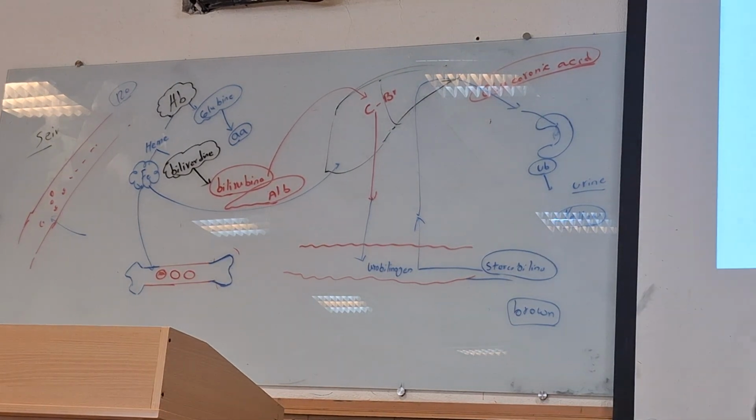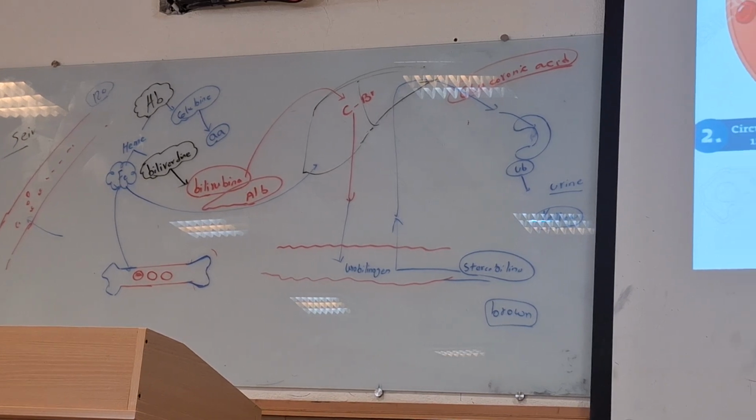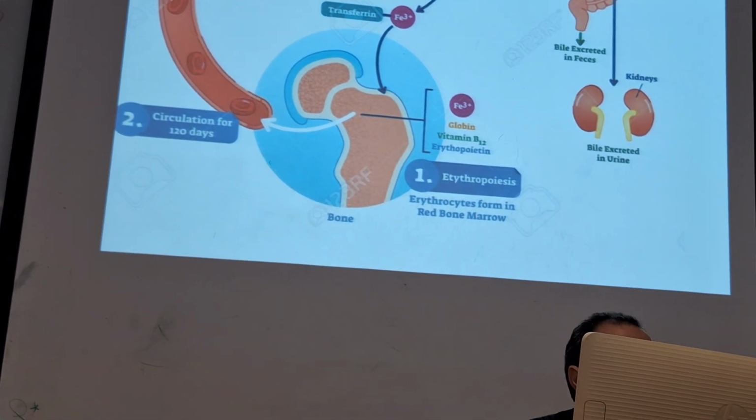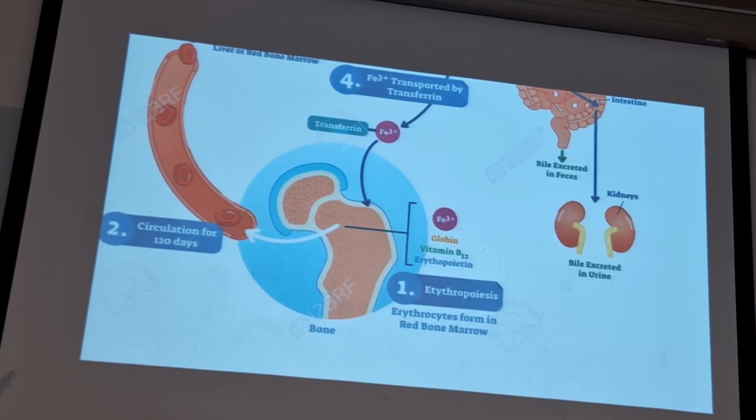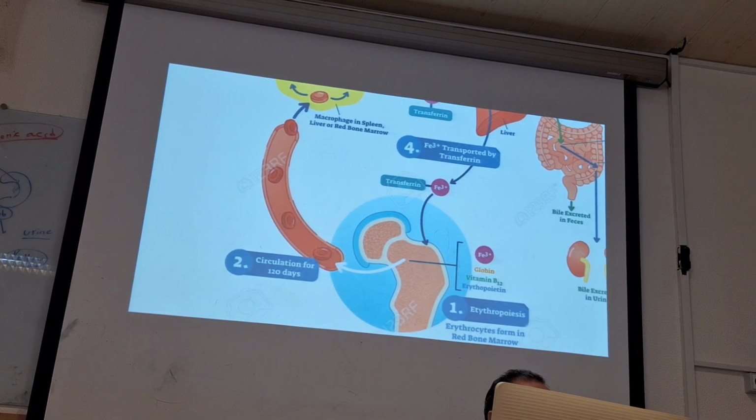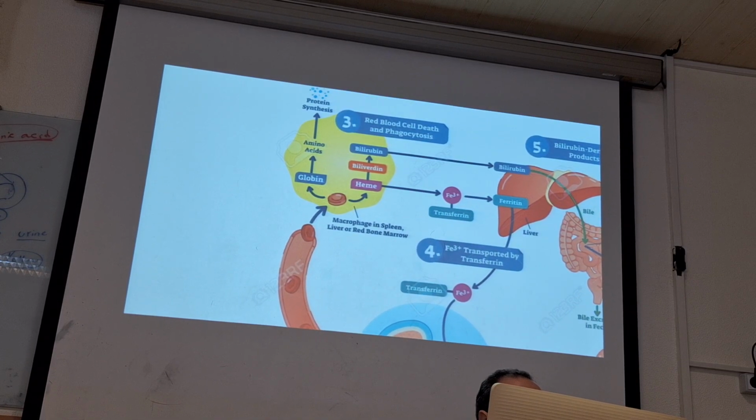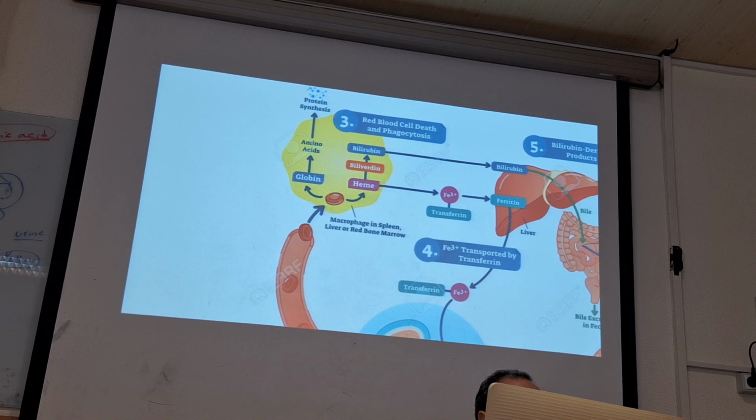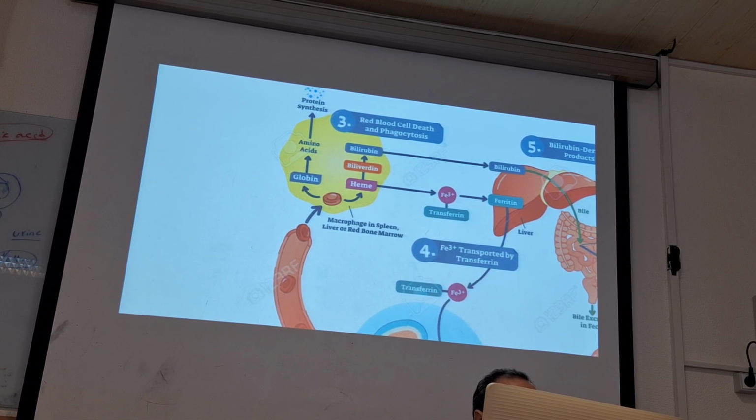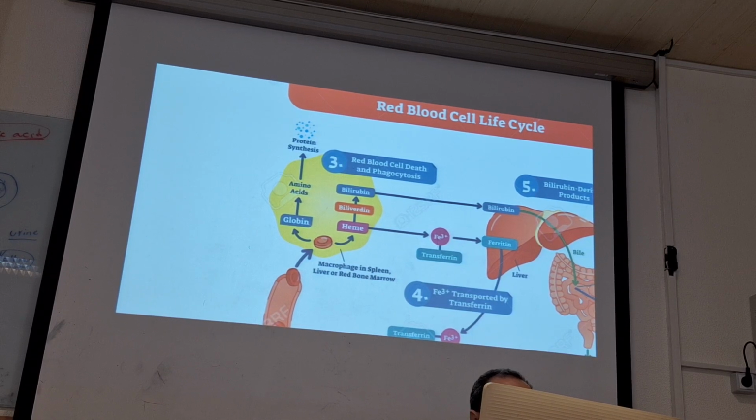Here you can see all the mechanism that I talked about. First of all, in the bone marrow, we produce RBC. We need iron, we need globin, vitamin B12 and erythropoietin together. They lead to increasing RBC production. RBC go to the blood circulation for 120 days. After that, in the spleen, macrophages trap these senescent RBC. RBC are degraded to heme and globin.